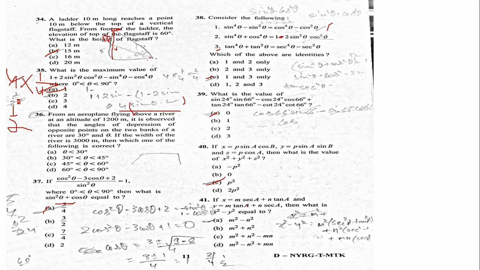So 41 is x equal to m (sec a plus tan a), y equal to m (tan a plus sec a). So squaring and subtracting them, we will get A as the answer. You can easily get it by yourself as well.